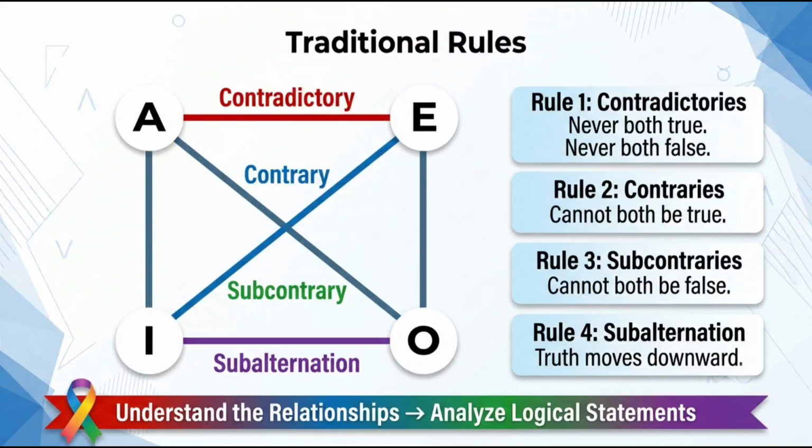The traditional rules summarize all relationships in the square of opposition. They explain how truth and falsity move between propositions. These rules help us quickly analyze logical statements without testing each one separately.